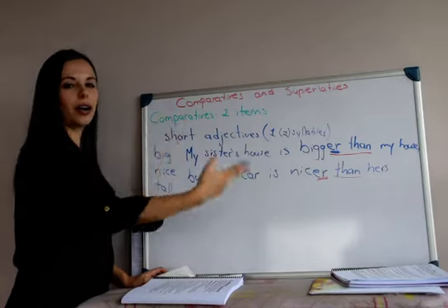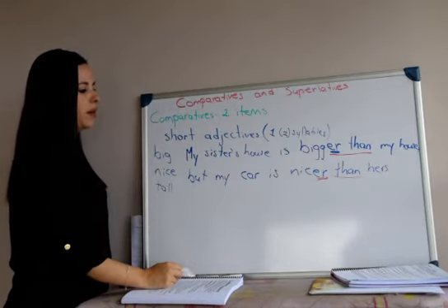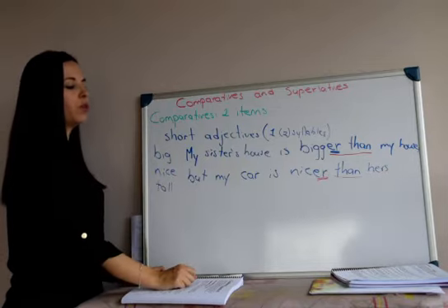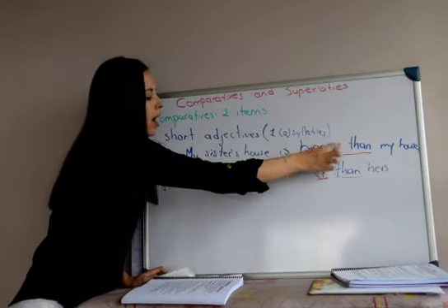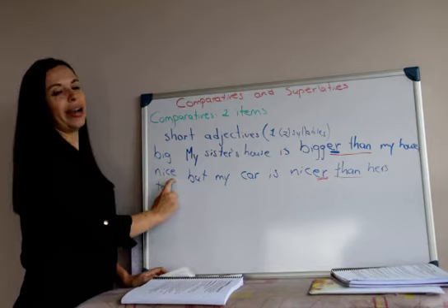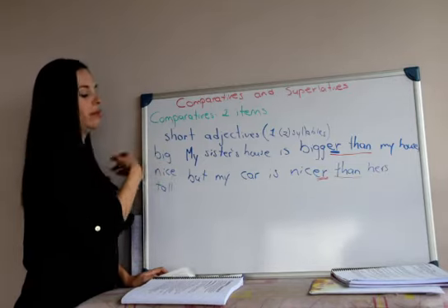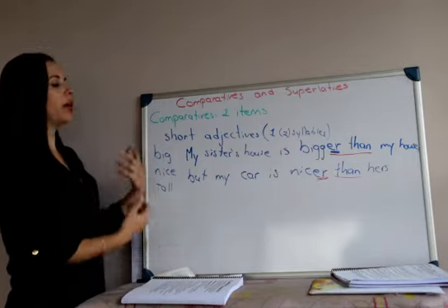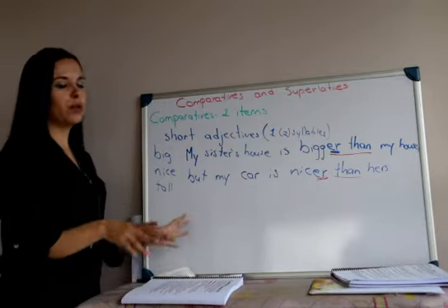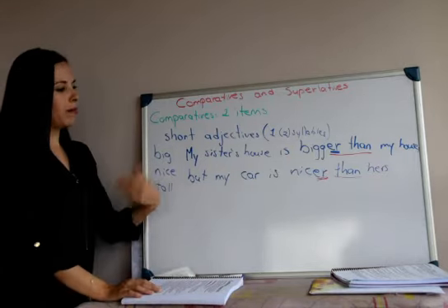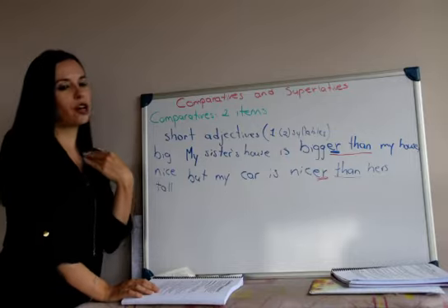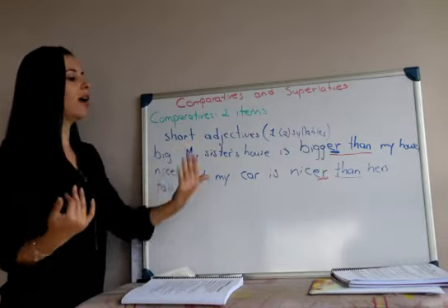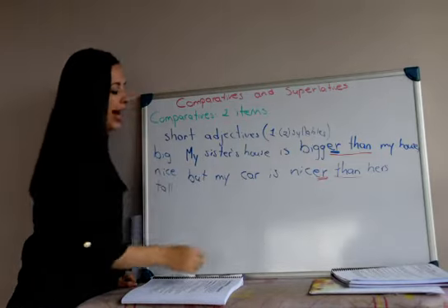Okay, so again, we are comparing two things. My car, her car. Two items. Short adjective, big and nice. So we write the comparative adding er at the end. This one already ends in e, so we just add the r, then hers. And we are already comparing. So in Spanish, it will be something like, la casa de mi hermana es más grande que la mía, pero mi carro es más bonito que el de ella. Okay, so we are comparing house and house, car and car, with short adjectives.